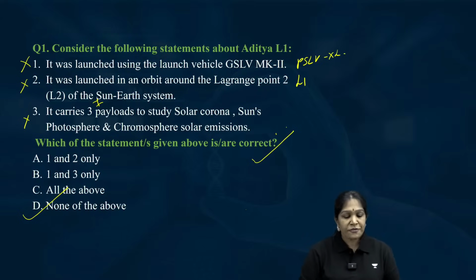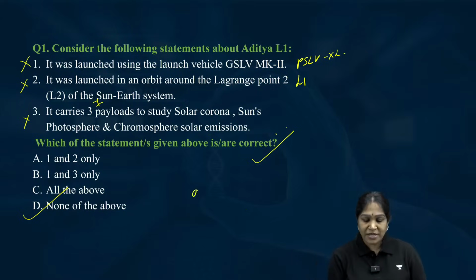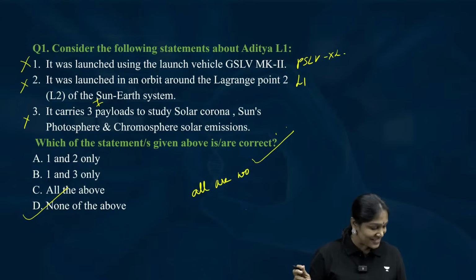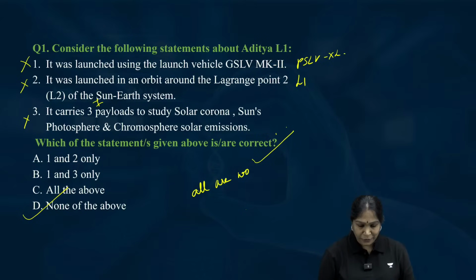Okay, so which of the above statements are correct? None of the above. It means all are wrong. Such a negative attitude question, right? All statements are wrong. Clear for all of you? Yes. So that's all about the first question. Now let us move on to question number 2. Be ready for question number 2.